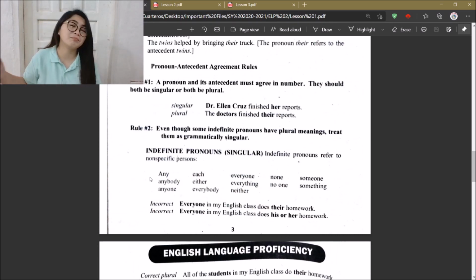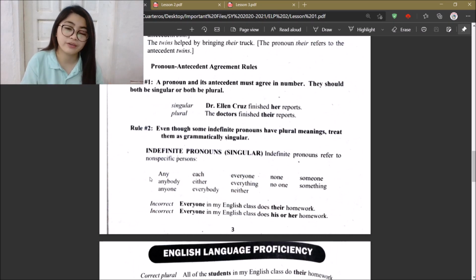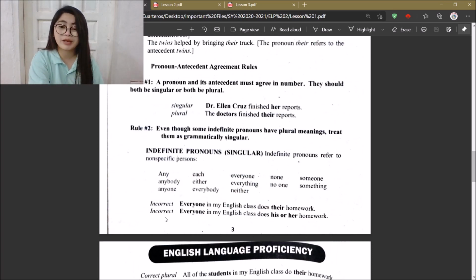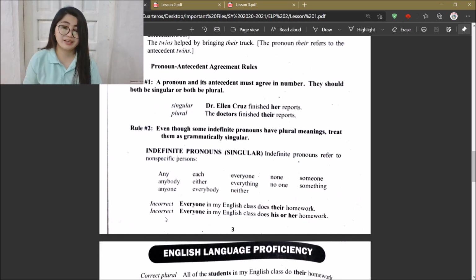Almost, there's a big tendency talaga that it should be singular, it should use a singular pronoun. Okay, so let's have the example first. Sabi dyan, everyone in my English class does their homework. So it is incorrect. This one is correct, the second sentence: everyone in my English class does his or her homework.